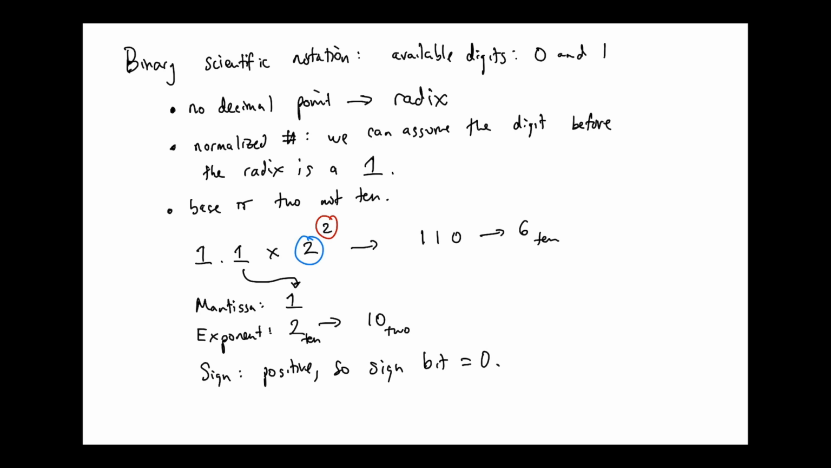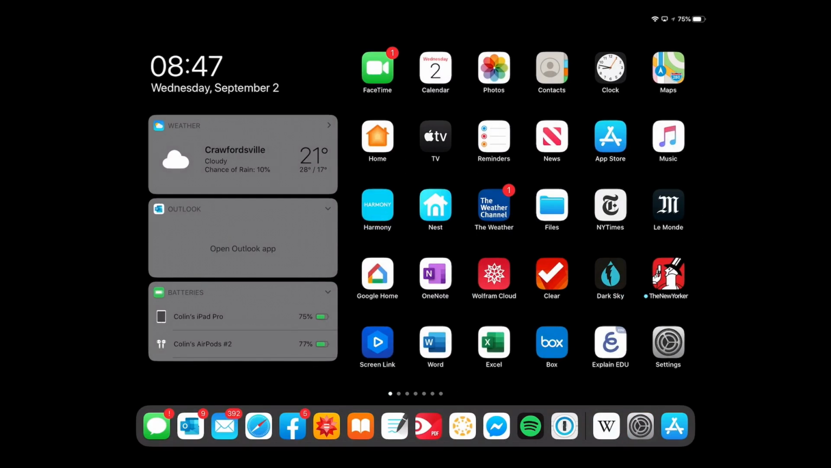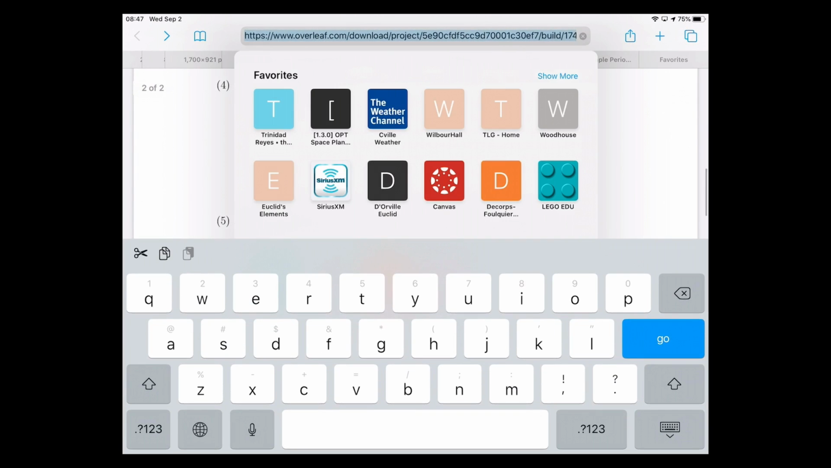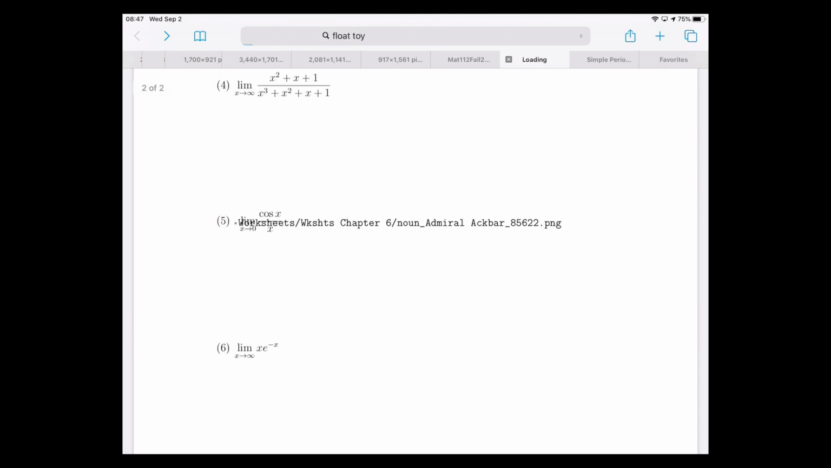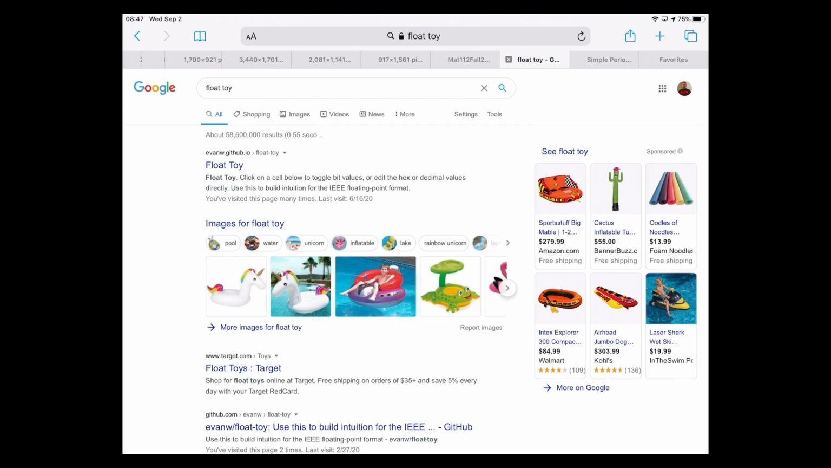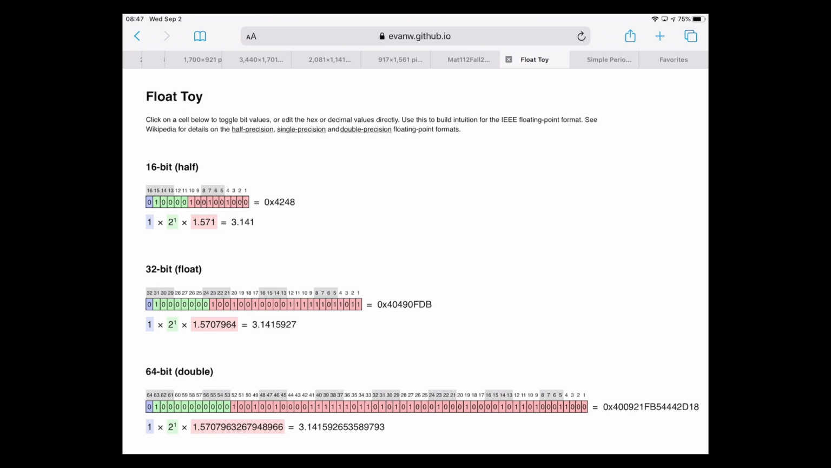Okay, and the convention that we use for 8 bits. Well, actually, you know what? Let me show you something first. Okay. So no, I'm not looking up things to get in the pool with.